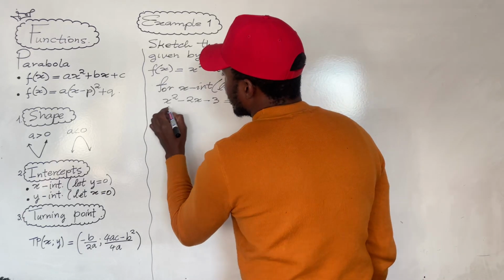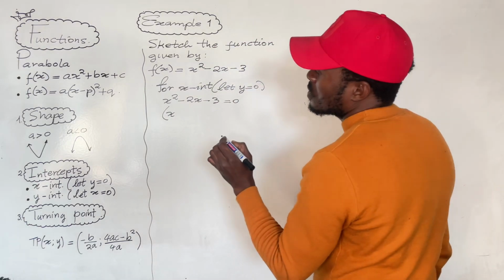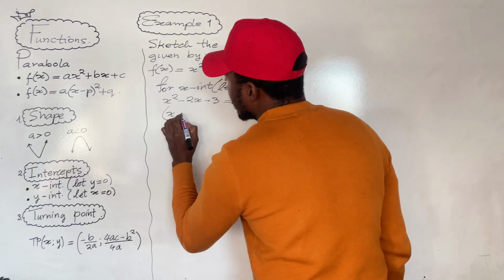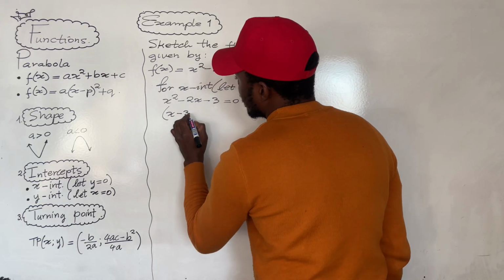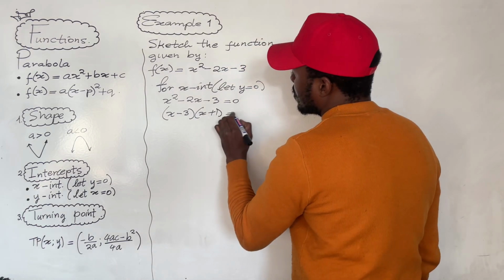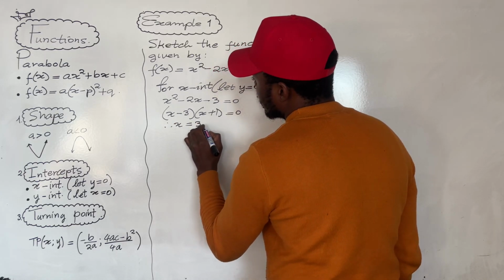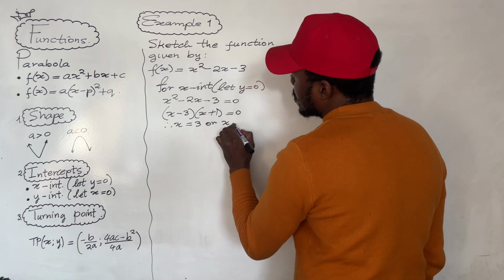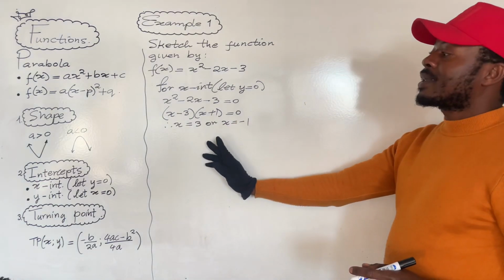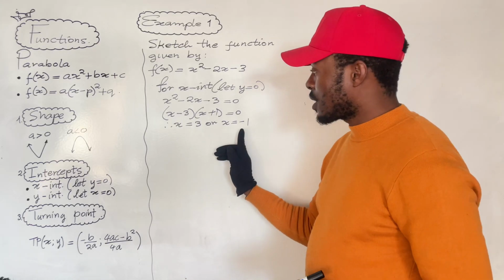So we are going to factorize this expression as (x minus 3)(x plus 1). The bigger factor has to take the sign of the middle term, since the last term is negative, so we have negative 3. And this should be equal to 0. Therefore, x should be equal to 3 or x should be equal to minus 1. So these are our x-intercepts. It means our graph cuts the x-axis at 3 as well as minus 1.